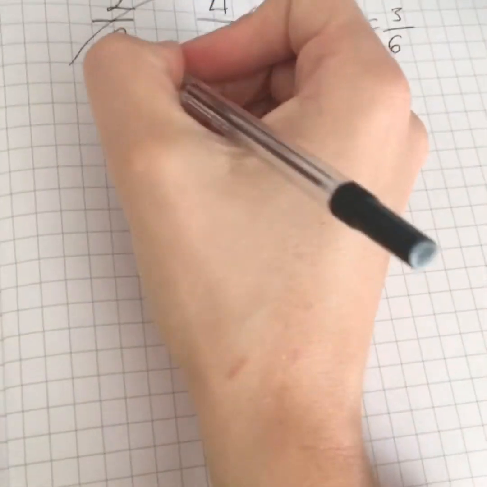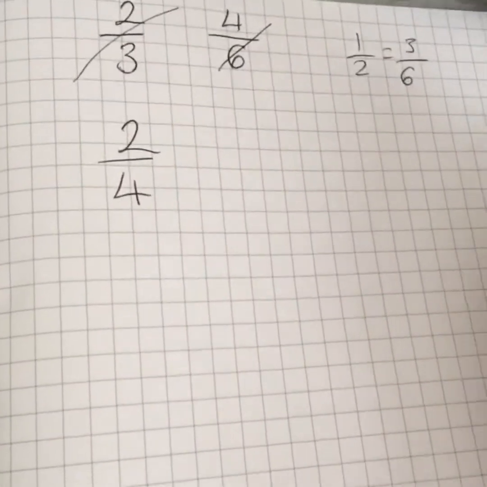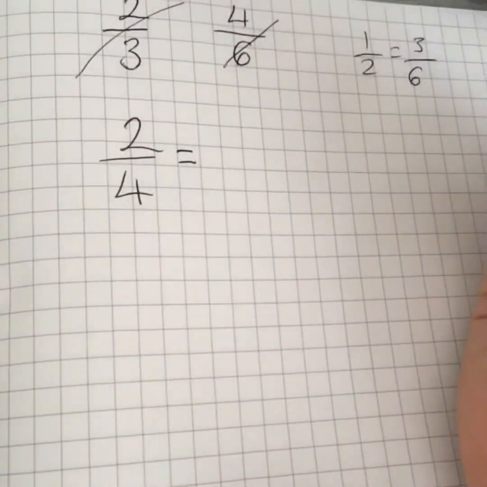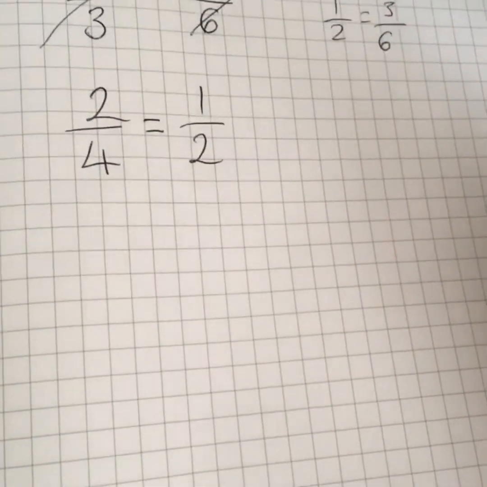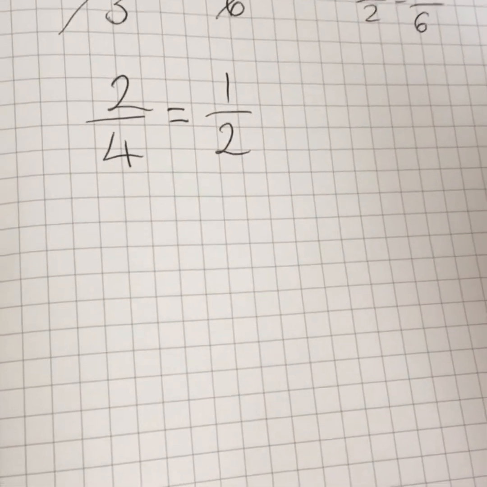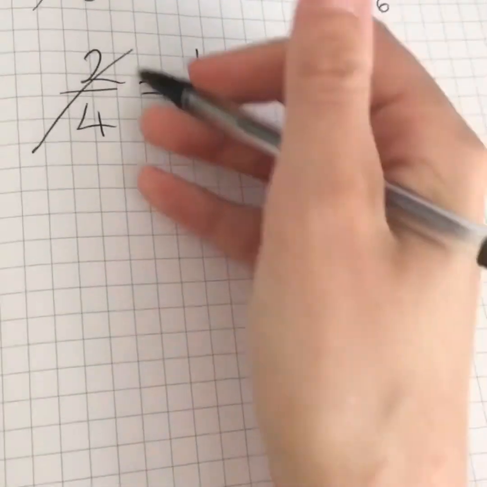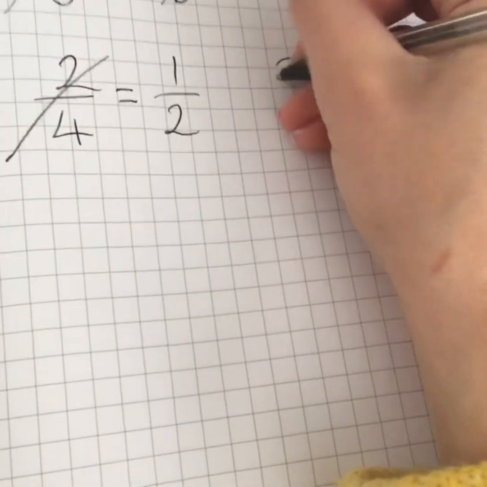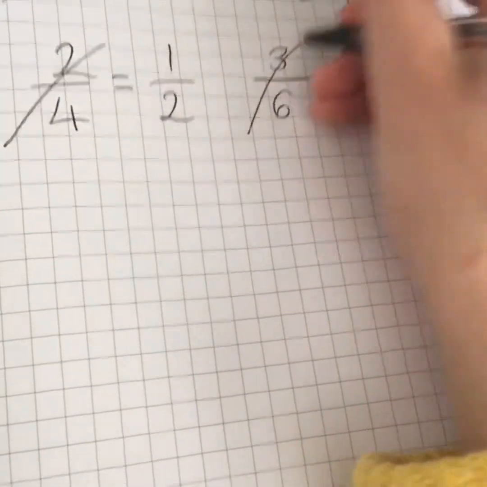So I've tried 2/3. Now I'm going to try 2/4. Right, what is 2/4 equivalent to? Hopefully you're telling me that 2/4 is equal to a half. Well, the problem didn't ask me what was equivalent to a half, it asked me what was bigger than and smaller than. So this cannot be my solution. So if this can't be my solution, then 3/6 can't be either, because that's also equal to a half.